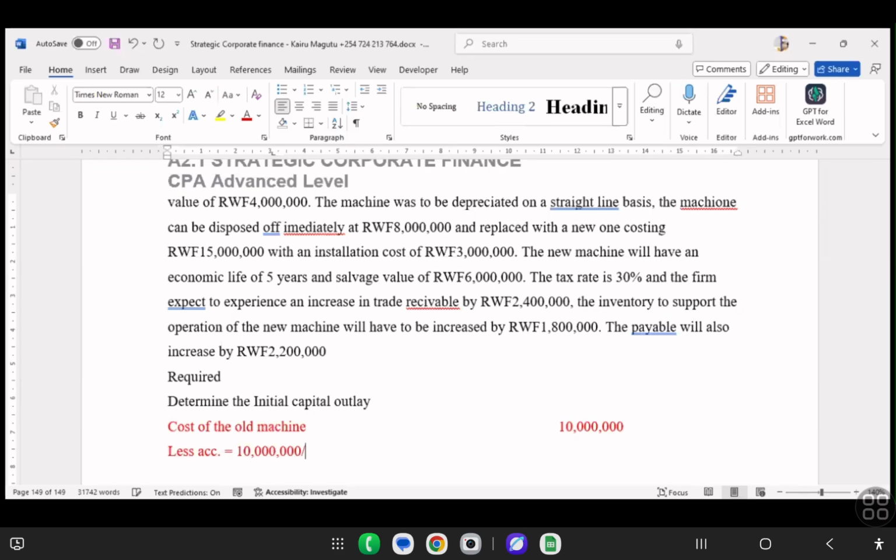We divide this by 8, because it was estimated to have an economic life of 8 years. We multiply by 3, because it has been there for 3 years. Oh, sorry. Remember, we are given a salvage value of 4 million, so we minus 4 million. 10 million minus 4 million, divide by 8, multiply by 3. Can someone please share that figure, the accumulated depreciation?